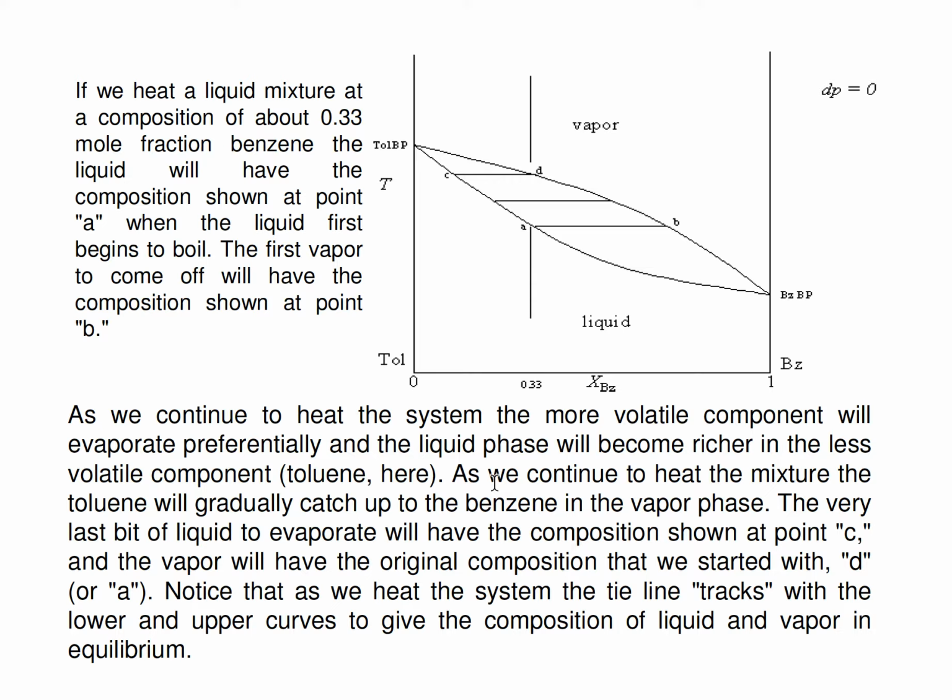As we continue to heat the mixture, the toluene will gradually catch up to the benzene in the vapor phase. The very last bit of liquid to evaporate will have the composition shown at point C here, and the vapor will have the original composition that we started with, D or A, as you suggest. And notice that as we heat the system, the tie line tracks with the lower and upper curve to give the composition of liquid and vapor in equilibrium.